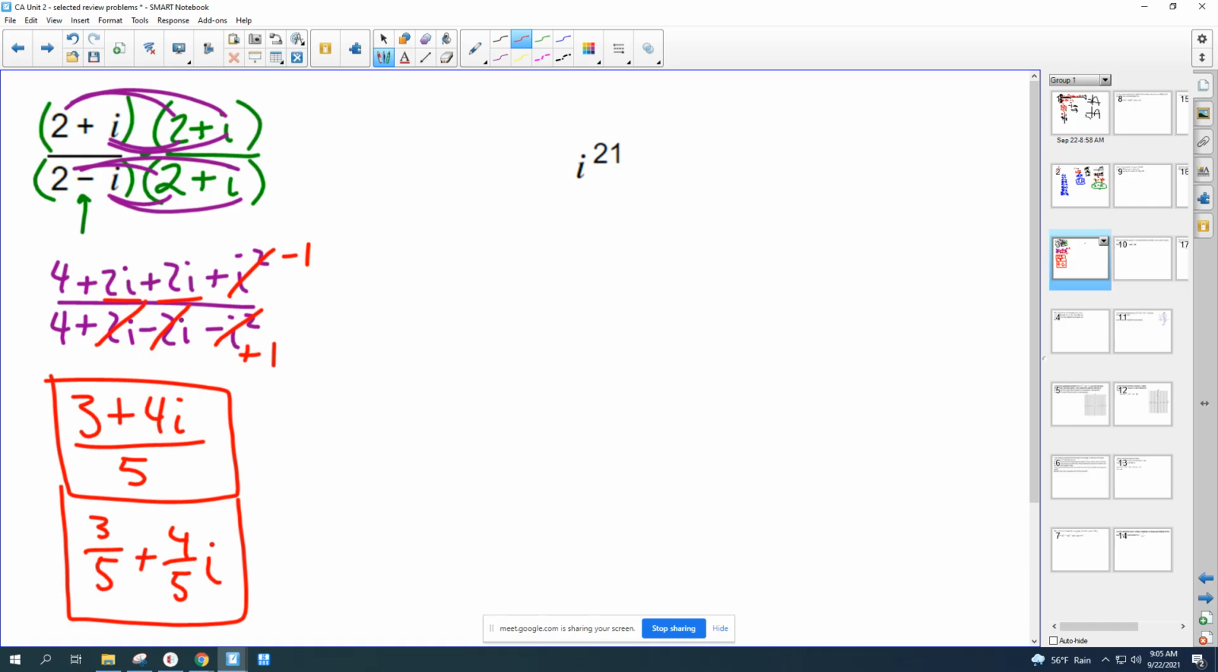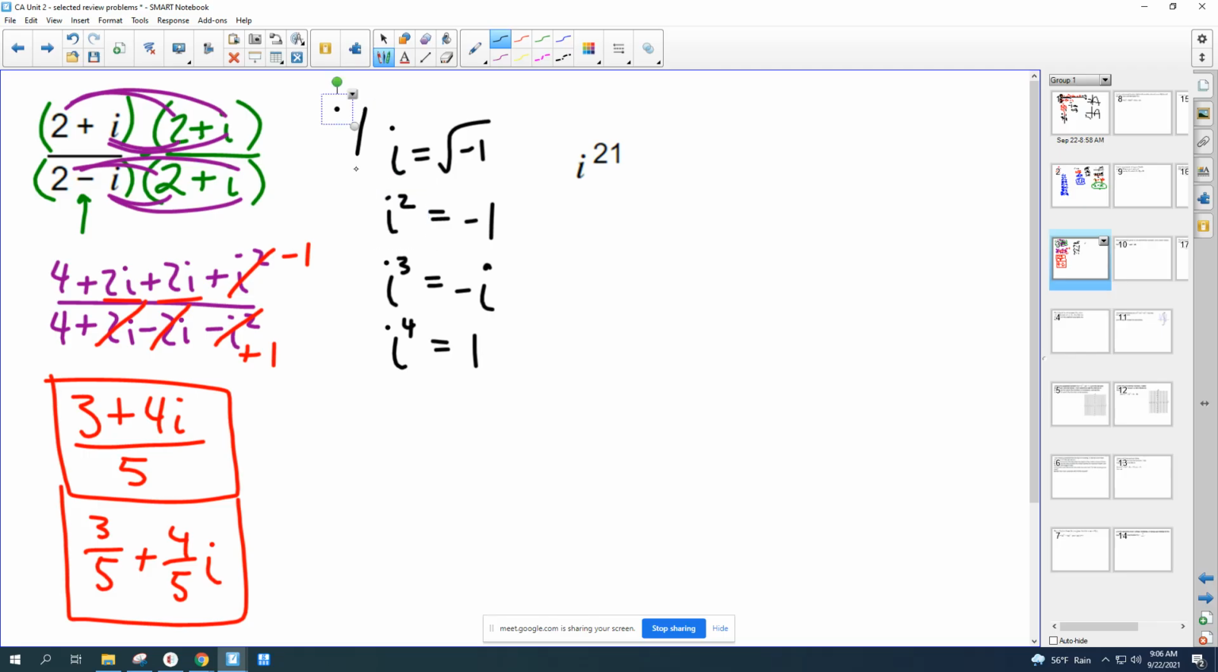Next one, i to the 21st. I feel like people didn't do so hot on this on the quiz. You have to remember that i, okay, we know i is like a square root of negative 1. And that's why i squared, when you square that, you get negative 1. i cubed is the opposite of i, and i to the 4th is negative 1 squared, that's positive 1. You want to kind of memorize those 4 things. Memorize them, or at least be able to figure them out, all right?